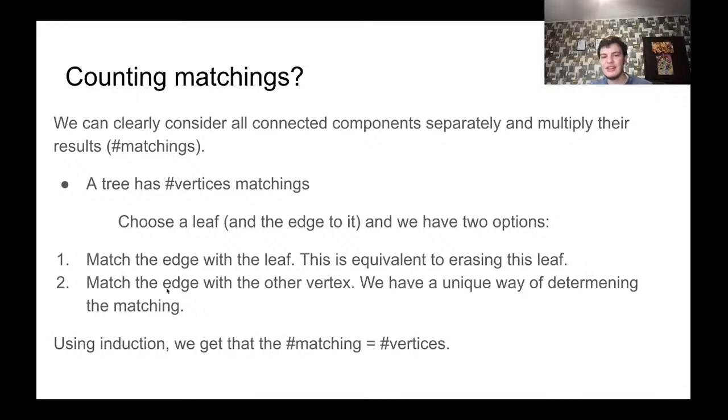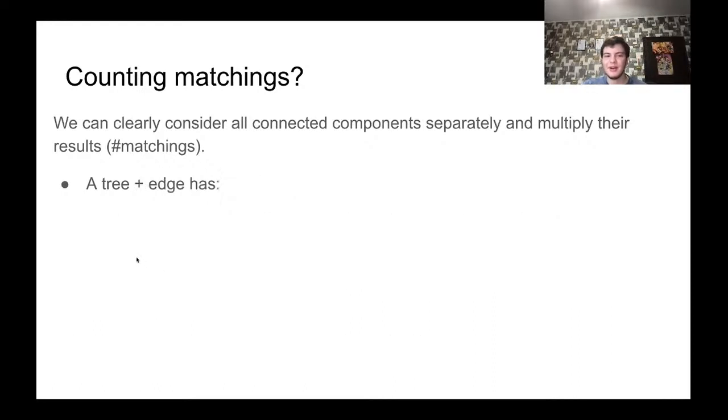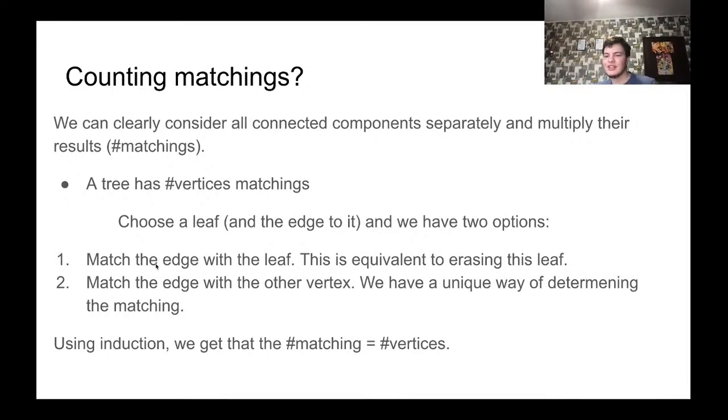If you use induction using the first rule of choosing the leaf, just for the sake of the argument, we are always going to choose the leaf with the minimal index, and we are going to consider two options. The first option is to match the edge to the leaf, and this just removes this leaf, and we consider inductively the other part of the graph. So we have f of n is equal to f of n minus 1, because we remove this leaf.